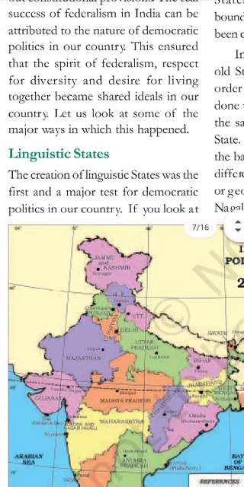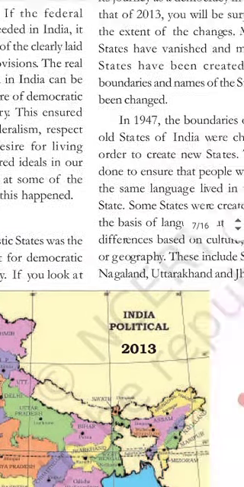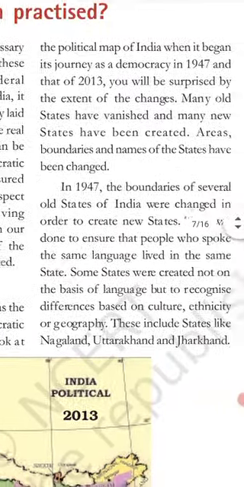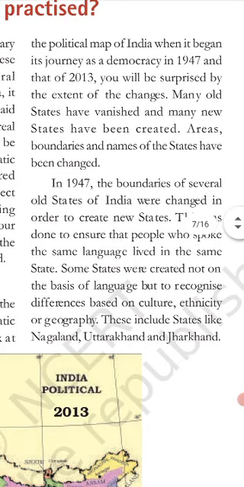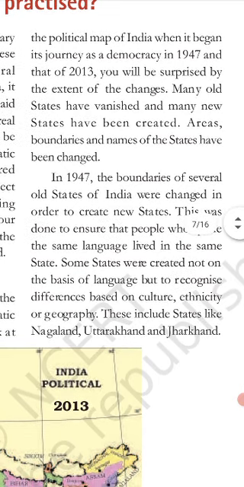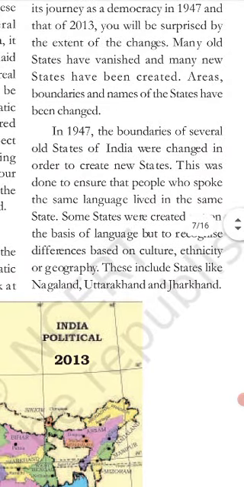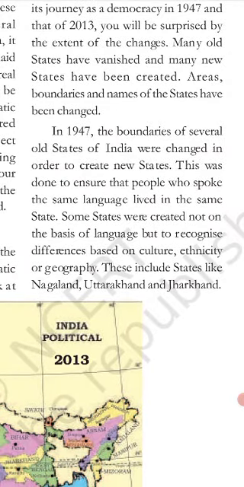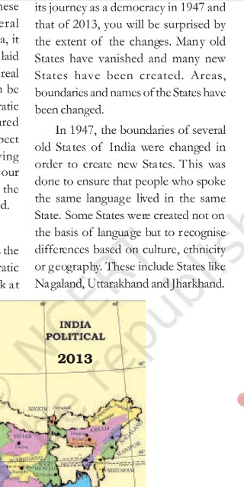This was the first and major test for democratic politics in our country. If you look at, earlier we saw, the political map of India when it began its journey as a democracy in 1947 and that of 2013, you will be surprised by the extent of the changes. Most old states have vanished, उनको हटा दिया गया, ख़त्म कर दिया गया, and many new states have been created. Areas, boundaries and names of the states have been changed.